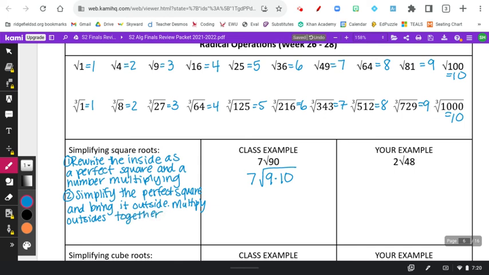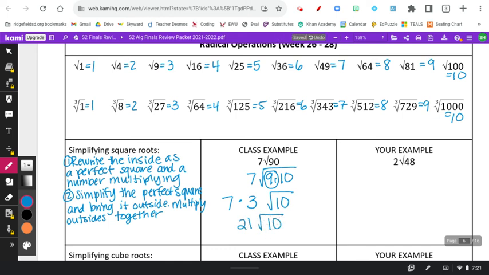So my perfect square is 9. We know that because it's from my list. So right here, I can take the square root of 9. And the square root of 9 is 3, so that's going to come on the outside. Notice I can't take the square root of 10, so that's going to stay on the inside. And then we already had this 7 out here, and those outsides are going to multiply. 7 times 3 gets us 21. And so this is our answer.